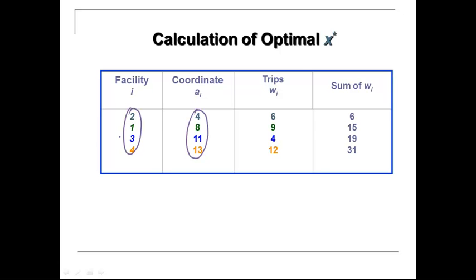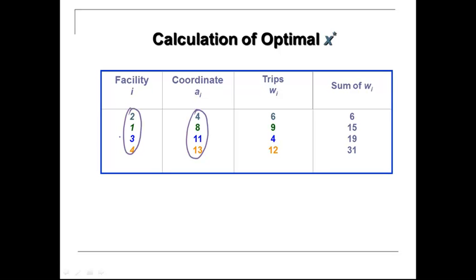It is the cumulative of the WI values up to each one of the facilities. Any question about how to get those numbers? Because once you get those numbers, the rest is very easy. So one more time, you erase this.